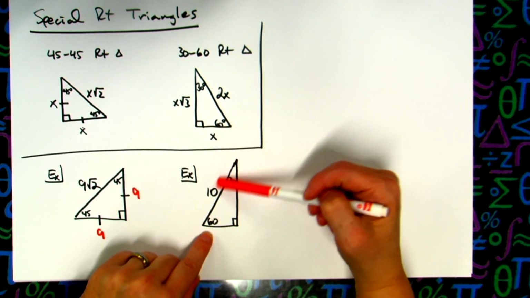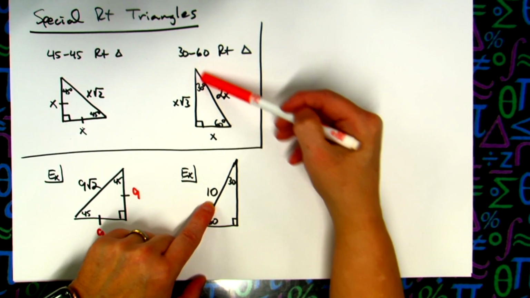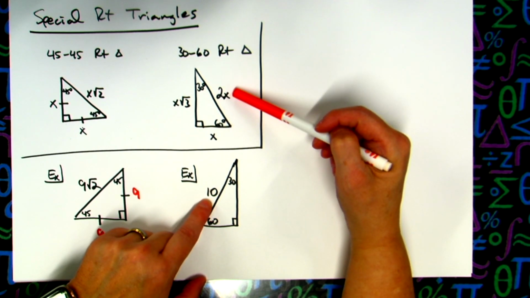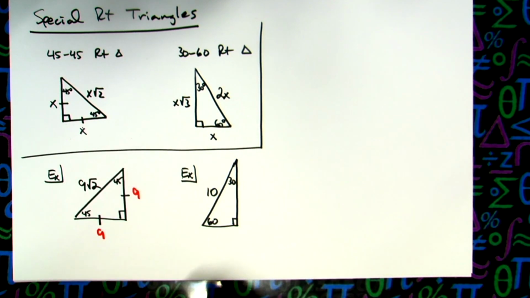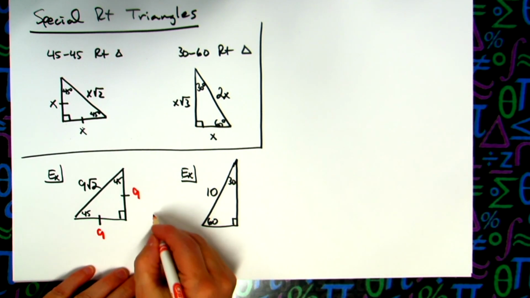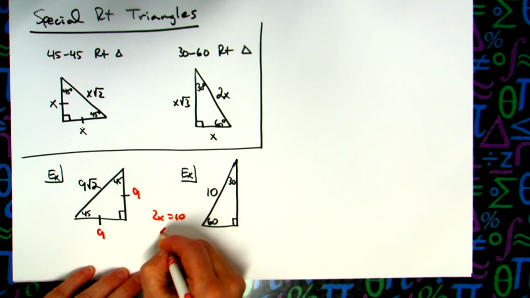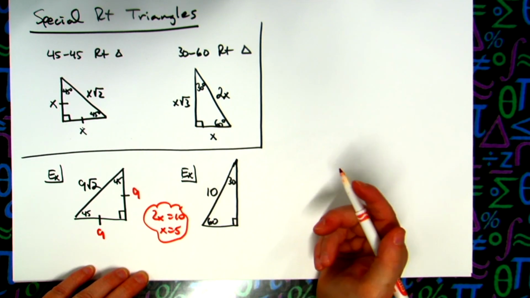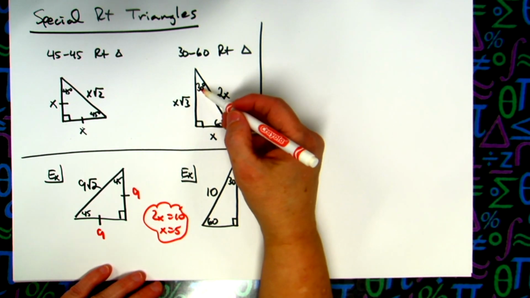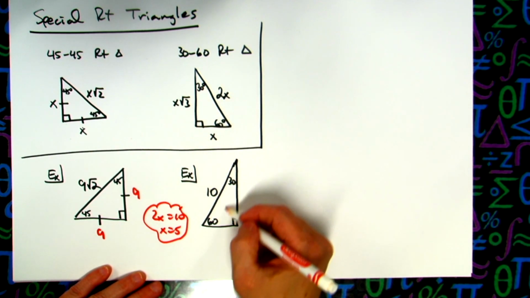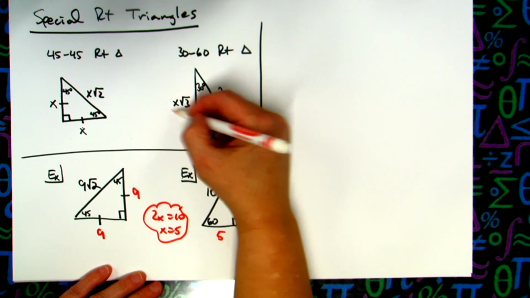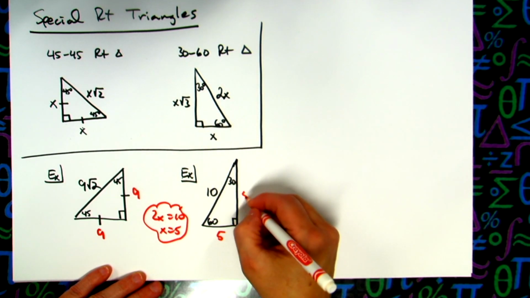All right, the hypotenuse is 10, my hypotenuse is 2x. So 2 times what equals 10? 2 times 5 equals 10. In other words, that's like a nice little equation there. 2x equals 10, so x has to equal 5. So in this triangle right here, x is 5. Well, if I know x is 5, then the side across from the 30 is 5. And then across from the 60 would be 5 square root of 3.